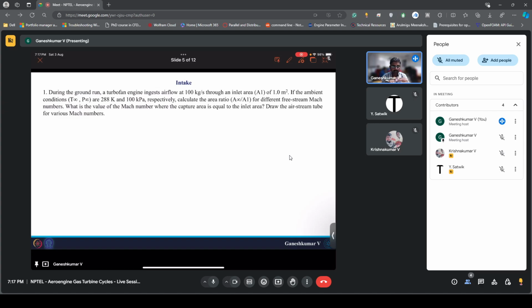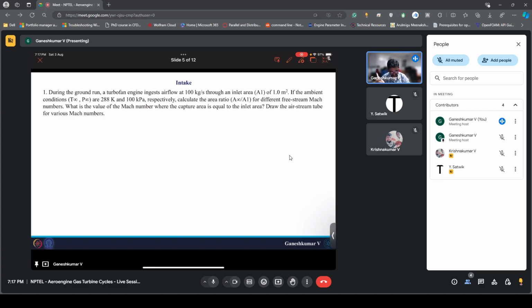Here it is A1. Okay, A1 is 1 meter squared. If the ambient conditions P infinity and T infinity are given, calculate the area ratio for different free stream Mach numbers. So basically, we need to apply whatever relation we saw in the last slide. So what is the value of Mach number where the capture area is equal to inlet area? That we also need to find, and also we need to draw the air stream tube for various Mach numbers.